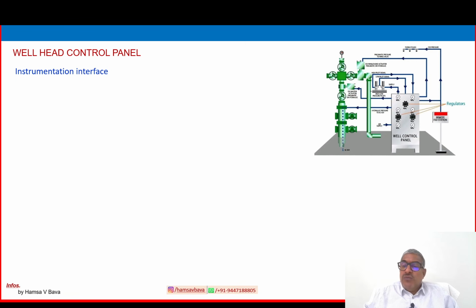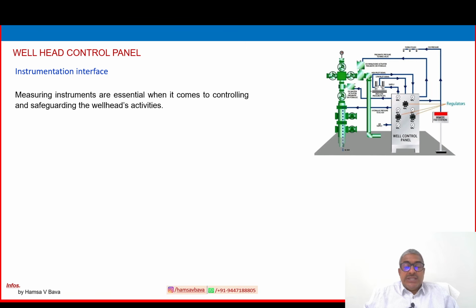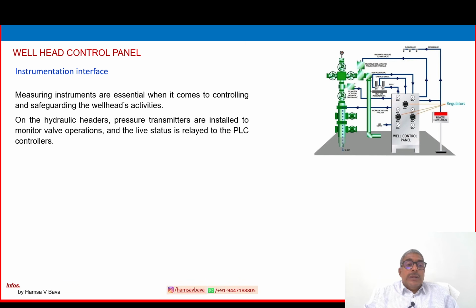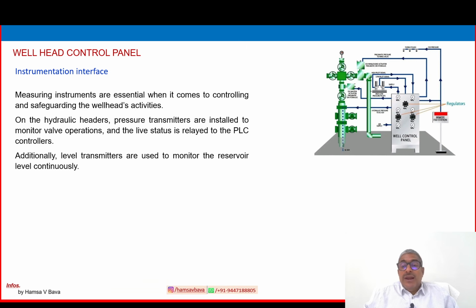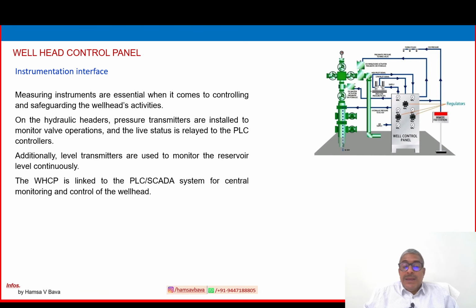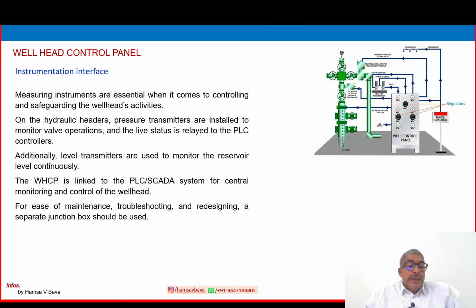Instrumentation interface, that is also very important. Measuring instruments are essential when it comes to controlling and safeguarding the wellhead activities. On the hydraulic header, pressure transmitters are installed to monitor valve operation, and the line status is relayed to the PLC controllers. Additionally, level transmitters are used to monitor reservoir oil level continuously. The wellhead control panel is linked to the PLC SCADA system for central monitoring and control of the wellhead. For ease of maintenance, troubleshooting and redesigning, a separate junction box should be used.